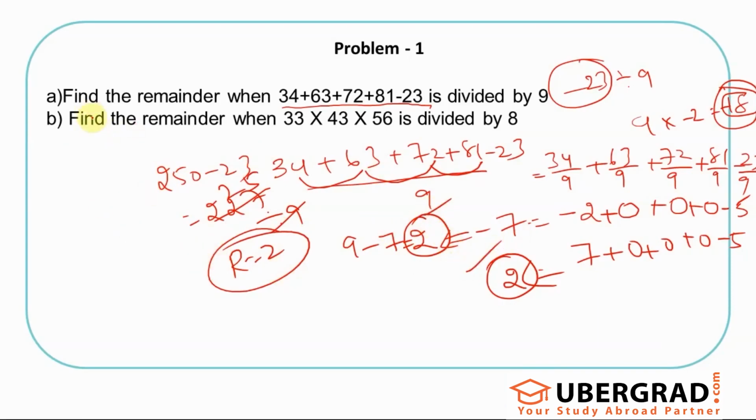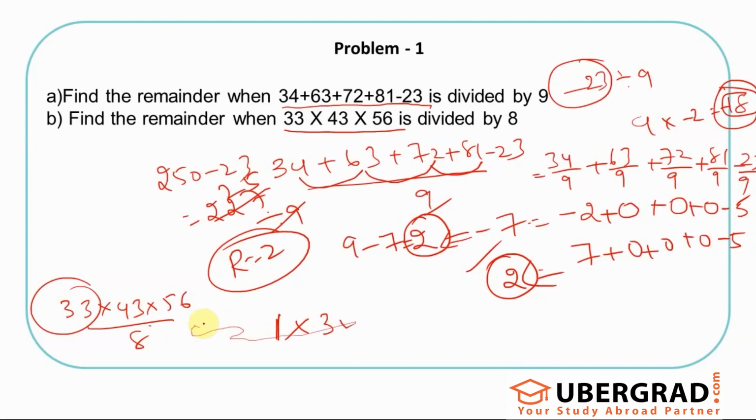Right? The next one is, rather than plus, it's multiplying. So it's asking me 33 into 43 into 56 divided by 8. What will be the remainder for 33? 8 4s are 32, so it's one more than 32. So the remainder is 1. This one, 8 5s are 40, so the remainder is 3. This one is basically 8 7s are 56.